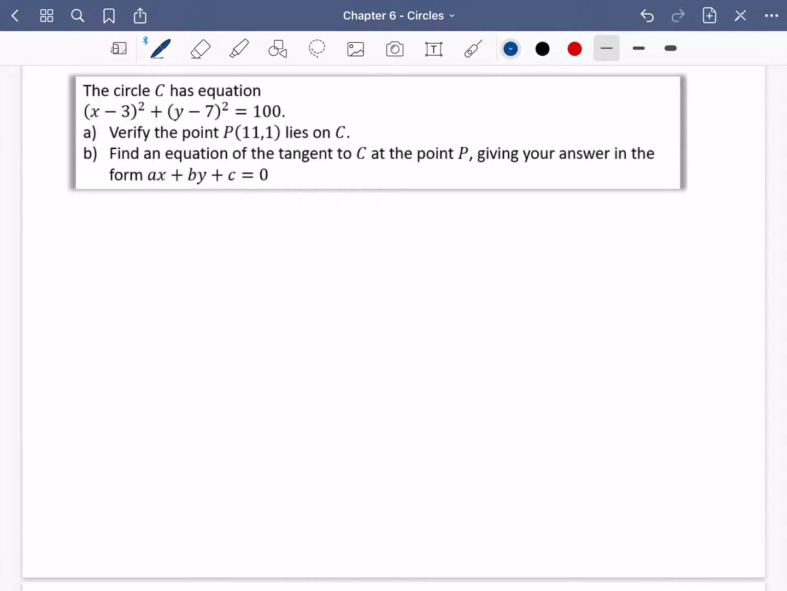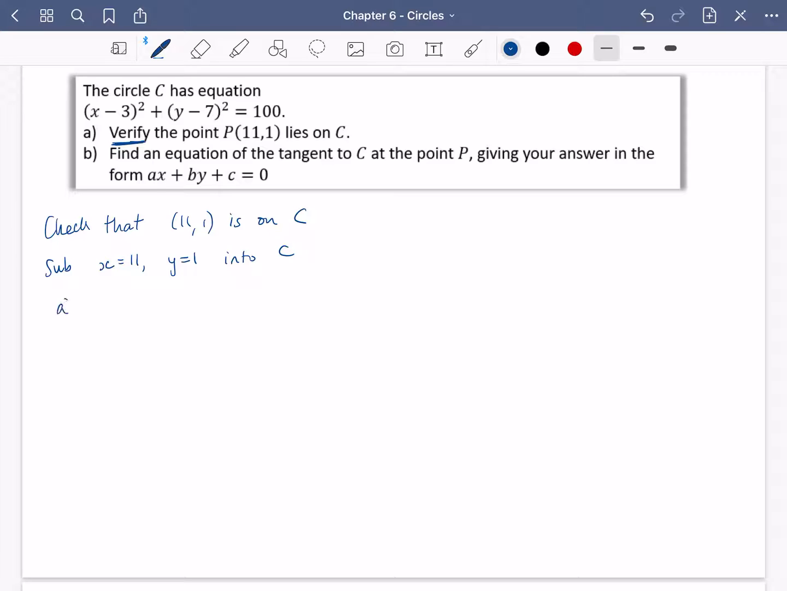Okay, a circle C has equation (x minus 3) squared plus (y minus 7) squared equals 100. First of all, it wants us to verify that the point P (11, 1) lies on C. So this word verify is just a posh way of saying check that it's there, check that (11, 1) is on C. So what we need to do is substitute x equals 11 and y equals 1 into the circle equation. And we just need to see that it's equal to 100.